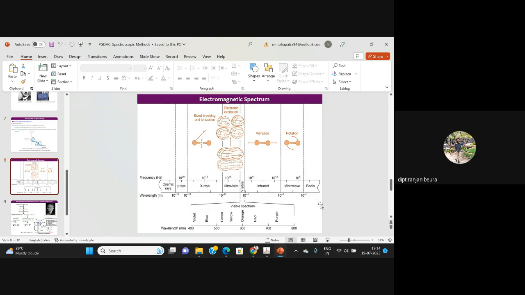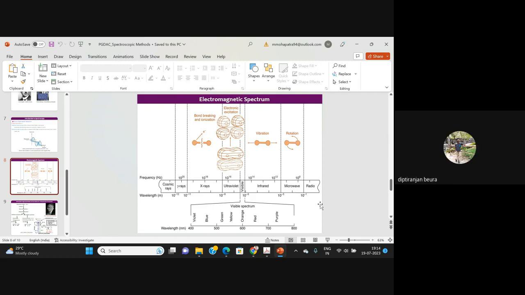Ma'am, we are using absorbance versus wavelength. Absorbance means how much radiation the molecule is absorbing. But what is the expression? Log I0 by I. Incident radiation divided by the radiation which is getting transmitted.